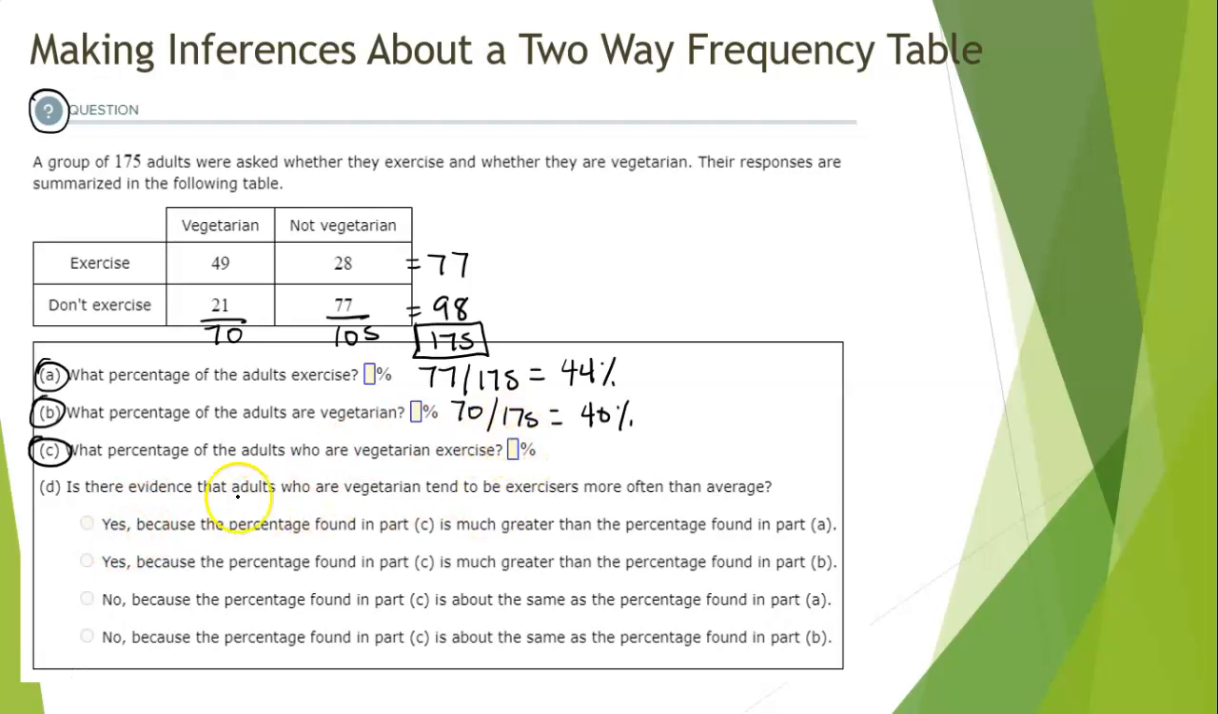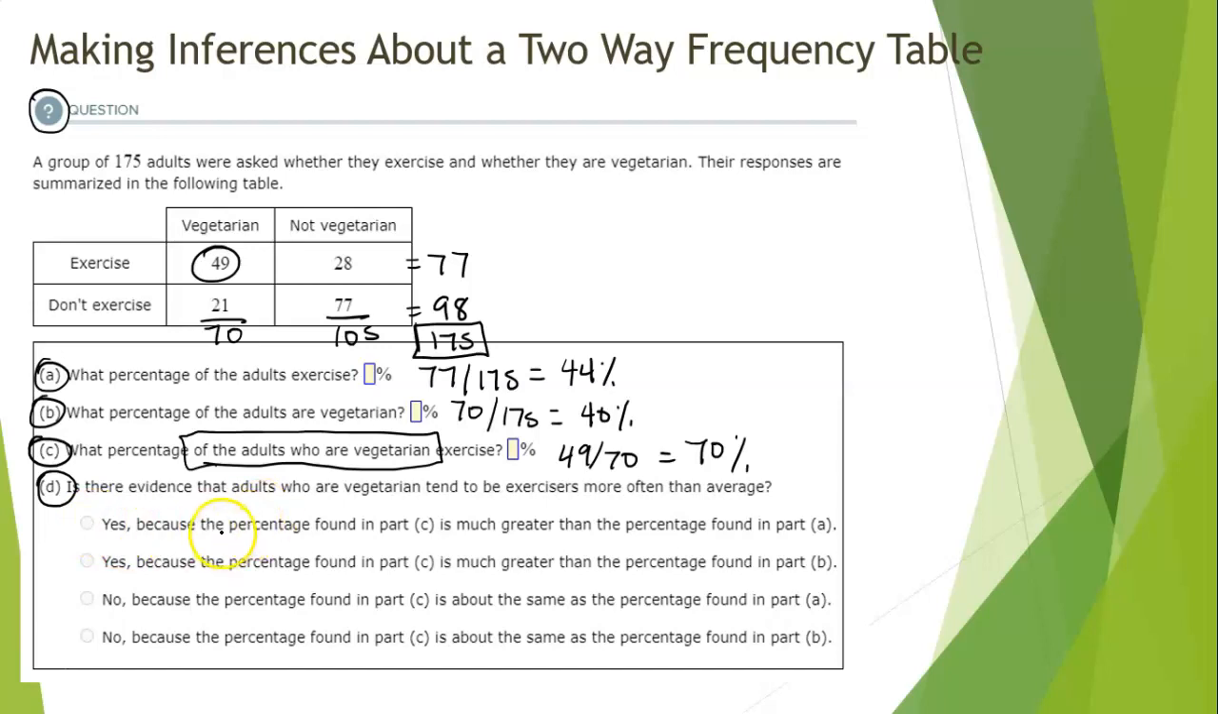This is the one where the total has to change. It says, what percentage of the adults who are vegetarian? We don't care about the not vegetarian. We only care about the vegetarian, so my total is 70. And what percentage of those exercise? It would be 49 out of 70. So we do 49 divided by 70. We get 0.7, which is 70%. You pause the video and see if you can find your answer to that.